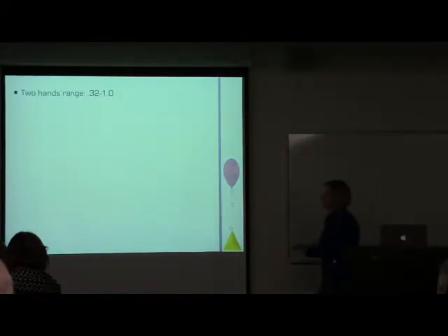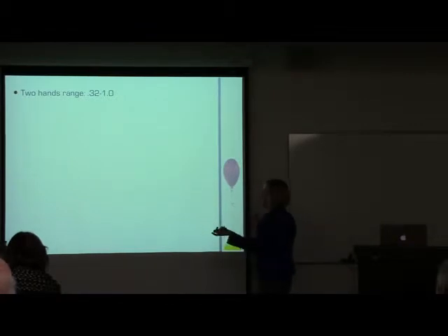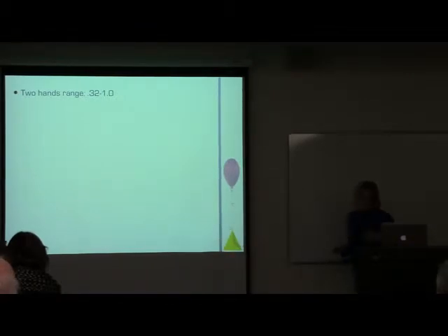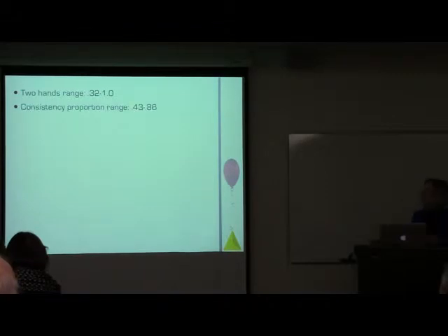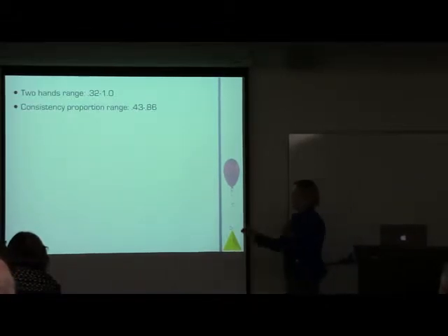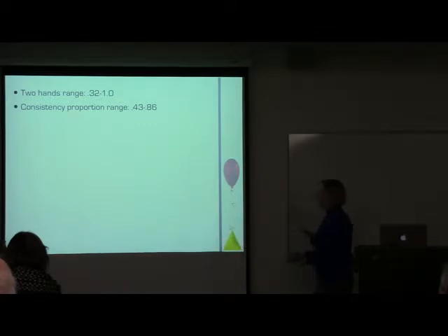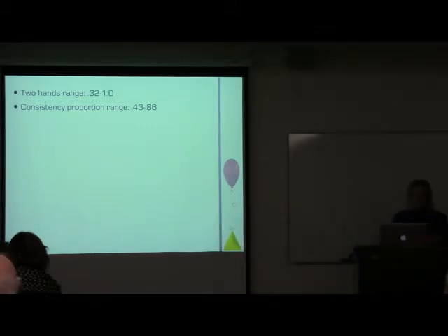We coded a number of different things, just to give you a sense. We coded the two hands, so how often did they keep them in their hands? They did it from a third of the time to all the time. And then we coded, even if it wasn't in their hand, how much did they consistently use space, so keep it on the same sides of the table. That was from about half the time to 86% of the time.